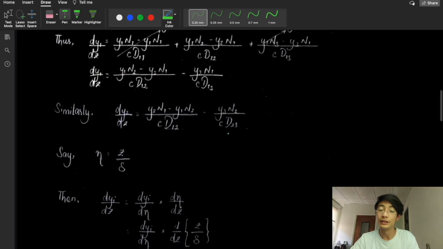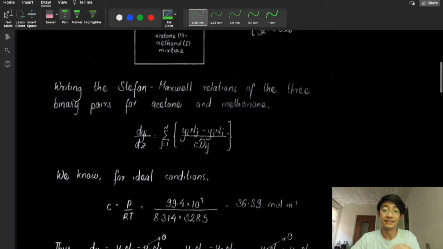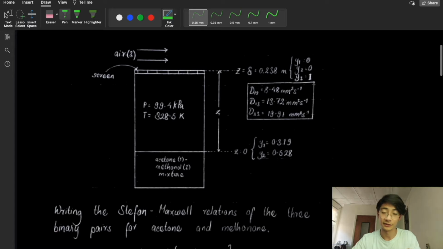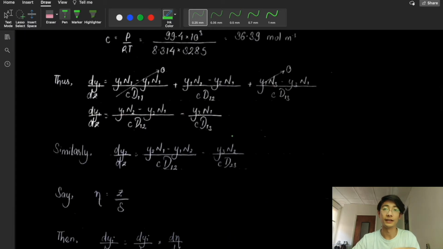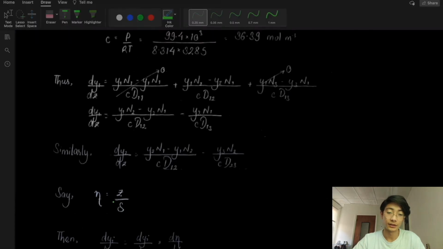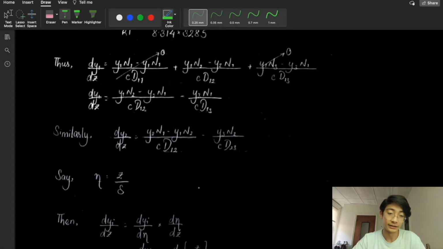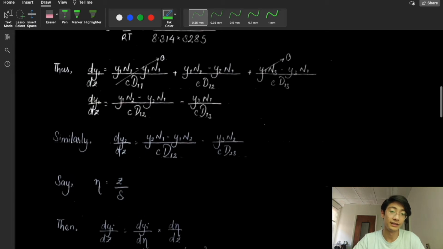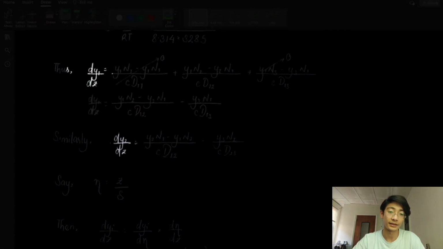So what we can do is scale our z with respect to the maximum value of z, so that we can assign a new variable for distance, which can only range from 0 to 1. So how we do that is that we assign this variable eta, which is equal to z divided by the maximum distance, delta. And what we get from there is that we will have to change all of these z's into etas as well in order to be able to solve these differential equations.